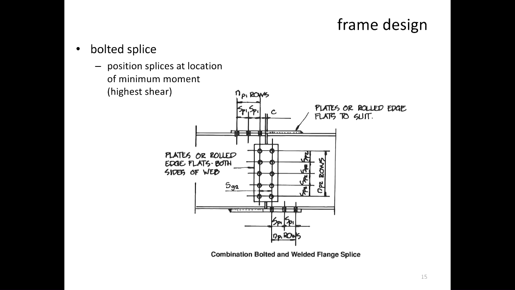So sometimes, as I said, when you have a very, very long section, we tend to have a bolted splice. A bolted splice is usually placed at the point where you have minimum bending moment and only shear force exists at that point. So remember your bending moment diagram where you have 0 shear force.